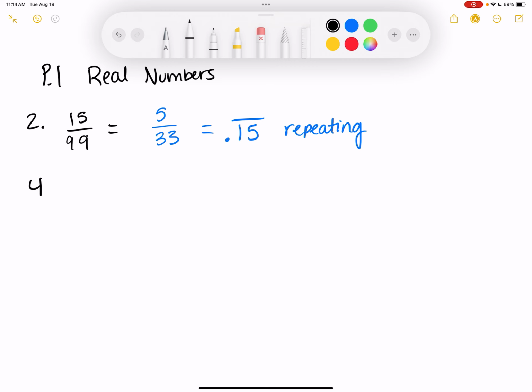4, 5 over 37. What is this one? It's already 1.135. So it's just 0.135. So 0.135 repeating. So yes, the technical symbol for showing repeating is with the line over it, but we do need to write repeating because that's what they're asking us for.